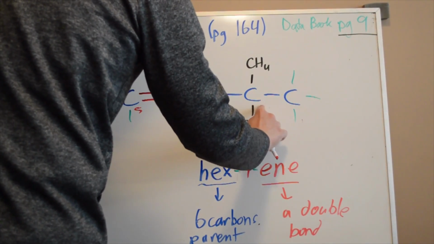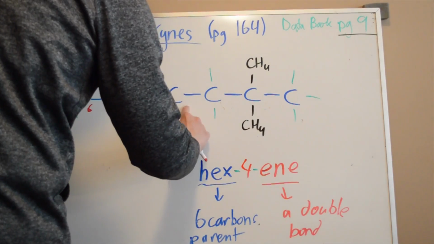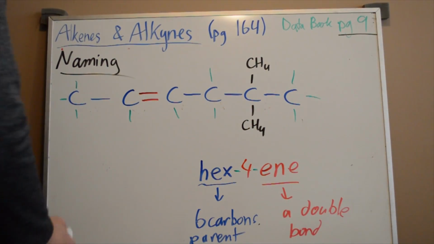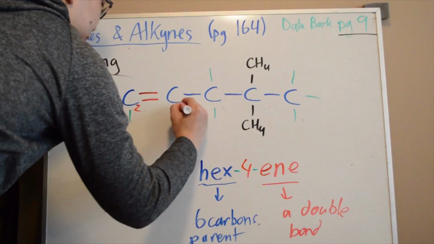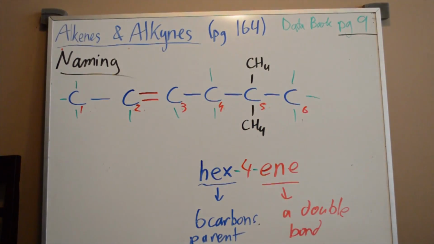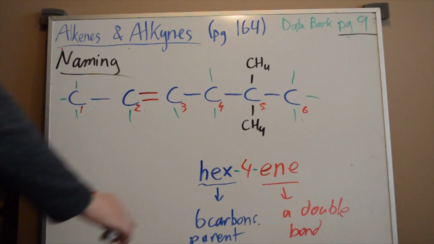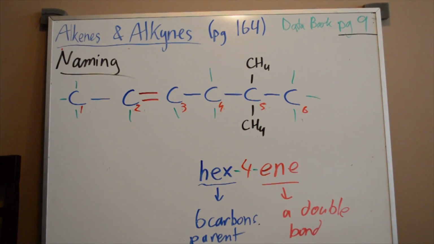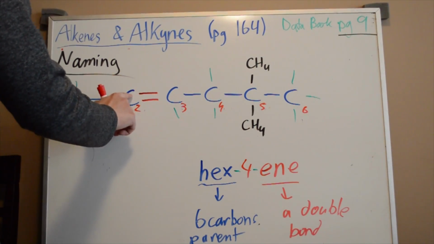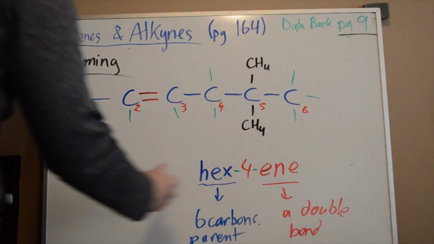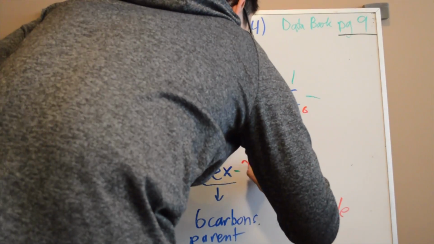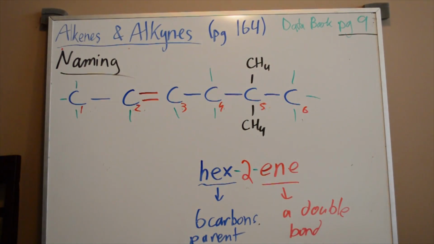Why? Instead of going from right to left, we can number the carbons left to right: 1, 2, 3, 4, 5, 6. If we do that, are we going to say it's hex 4ene? Oh, heck no. We're going to go like this: 1, 2, the double bond starts at the 2nd carbon. This would not be hex 4ene. This would be hex 2ene. Perfect. All right, we're done.